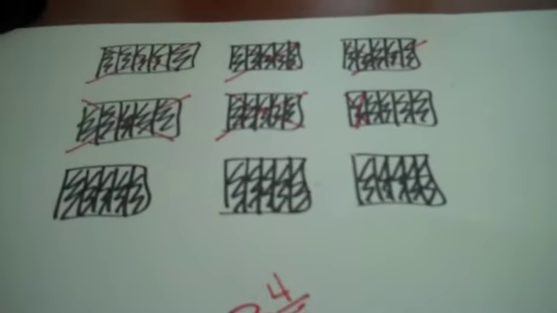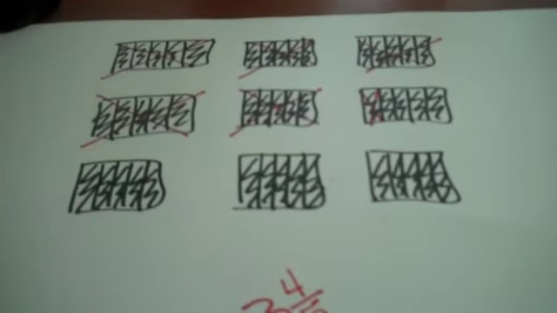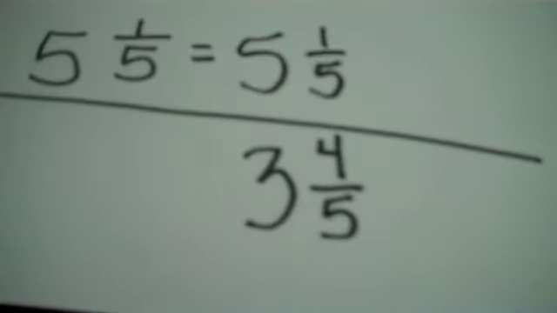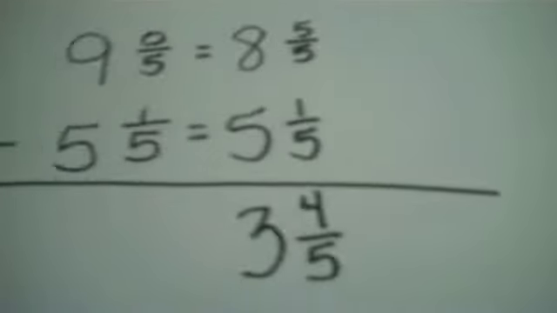This is how we use a picture to help us solve this problem. And this method is just fine. There's nothing wrong with it. It's just easier for some students to see the visualization of what they're doing rather than just coming over here and using these numbers and borrowing, because this is really difficult for a lot of us. So, again, 3 4/5 is my answer to this second problem.